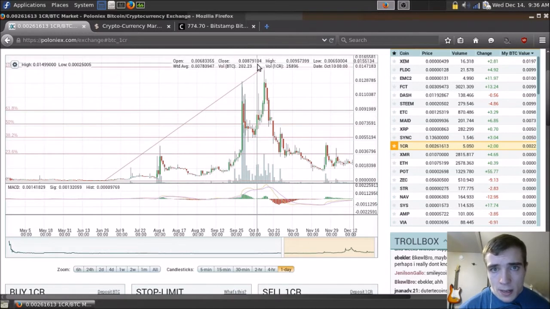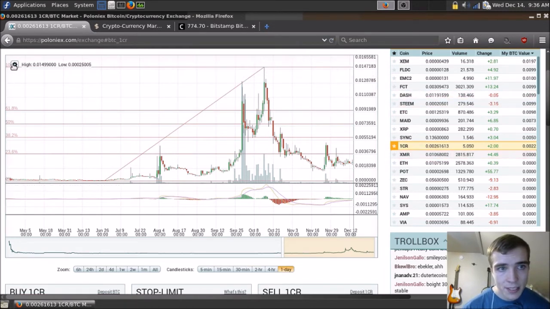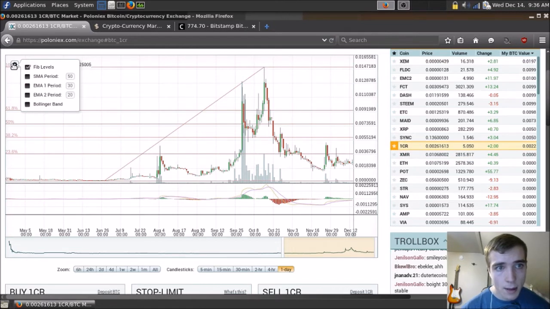Now, Fibonacci levels, I've talked about them. I have a video on them if you want to check that out. Basically, you can turn on different settings by clicking this top left setting right here. This just adjusts different things in your graph.